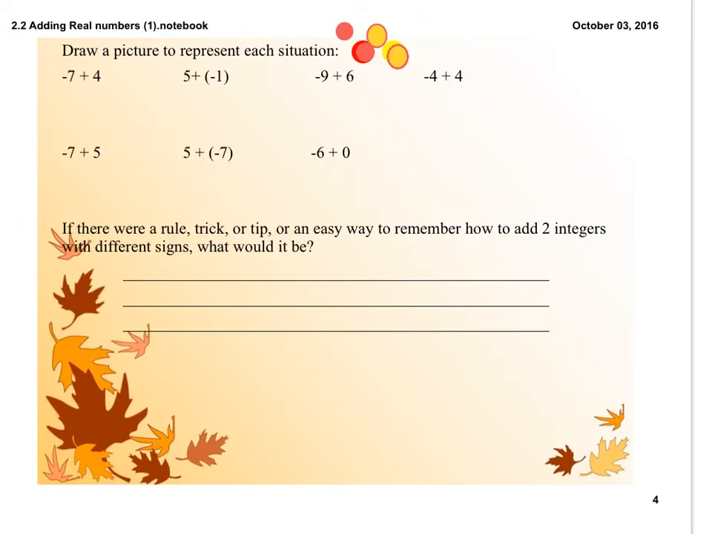So we just looked at adding numbers together that have the same signs, 2 positives or 2 negatives, and you came up with what you think might be a trick for doing it, and we're going to formalize a tip for doing it in just a moment. But first, let's look at how we represent adding numbers that have different signs, so a positive and a negative. I want you to try to draw a picture for -7 plus 4, and then restart the video when you think you have it.